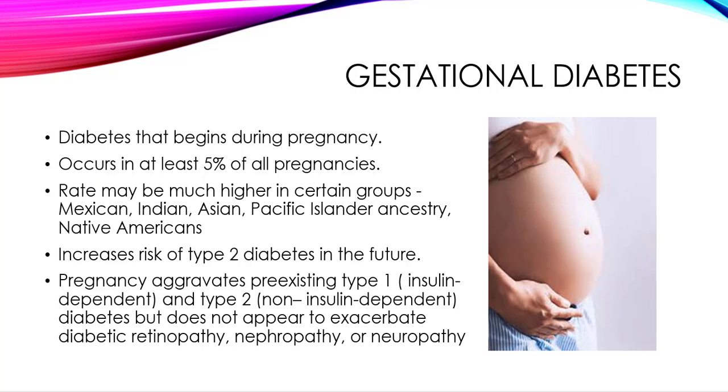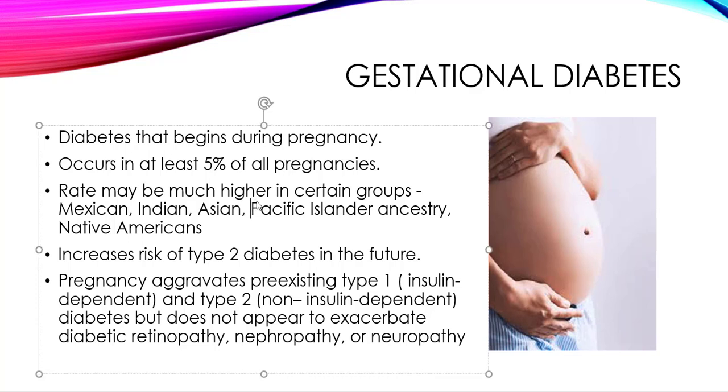Gestational diabetes means diabetes that started with pregnancy. This means that a person previously did not have diabetes. Once they became pregnant, they developed diabetes. Gestational means during pregnancy. Gestational diabetes occurs in at least 5% of all pregnancies, so it's not common, but it's not uncommon either. The rate is much higher in certain groups.